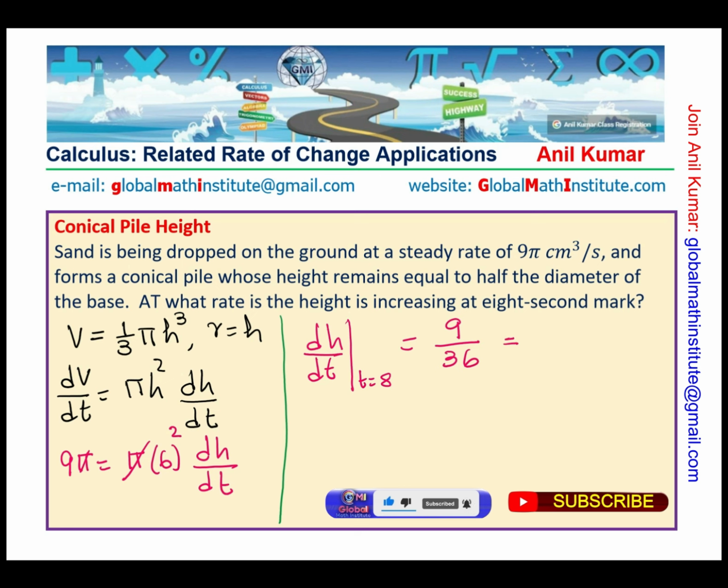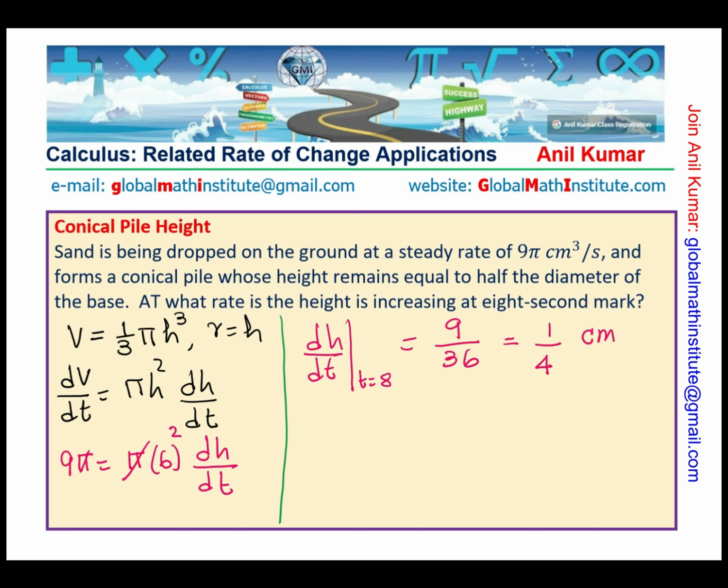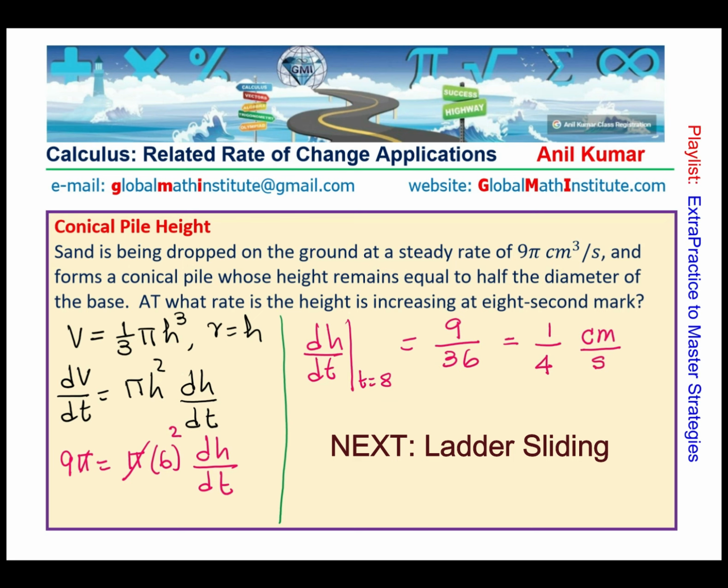And 9 goes 4 times, so 1 over 4. So that is the change in height, unit being centimeters per second. Do you see that? So the change in height at the instance when time is 8 is 1/4 of a centimeter per second. Perfect. So I hope you have understood the whole strategy.